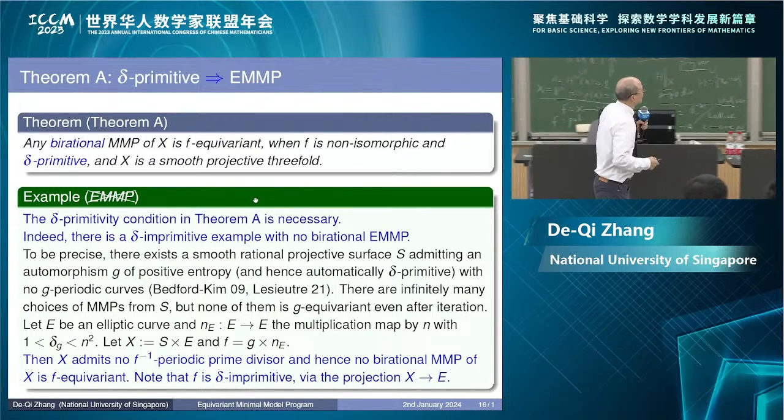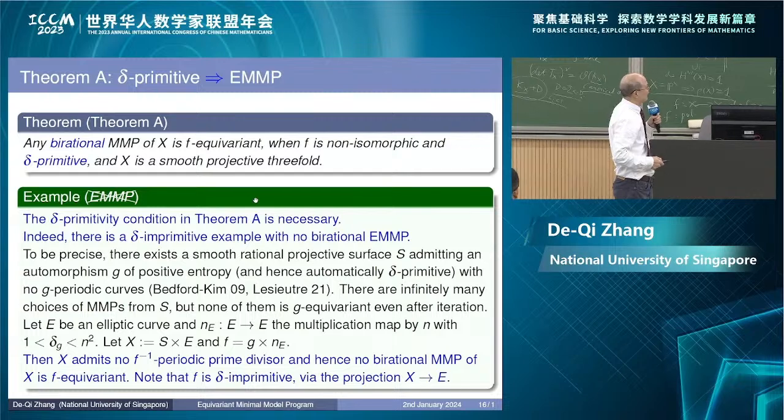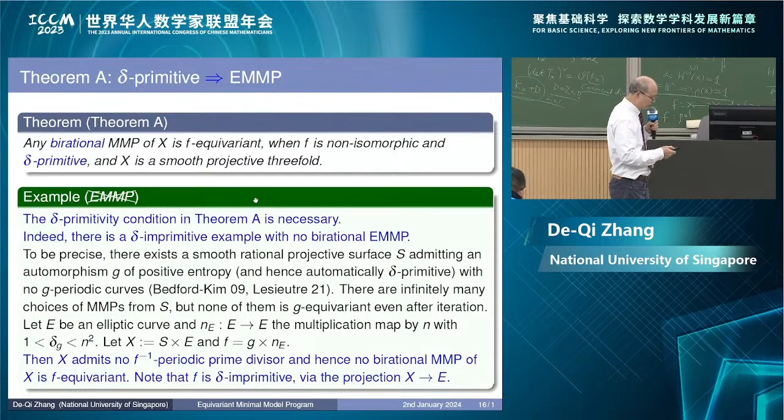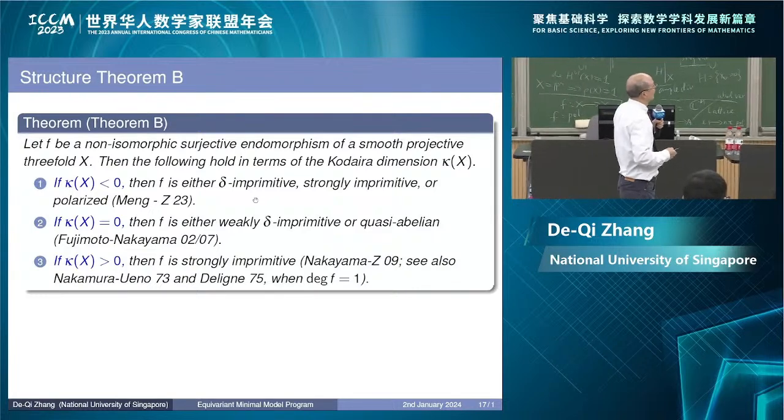So the next example is saying that being delta primitive is needed. Otherwise, we have a counterexample. Now this is the theorem.